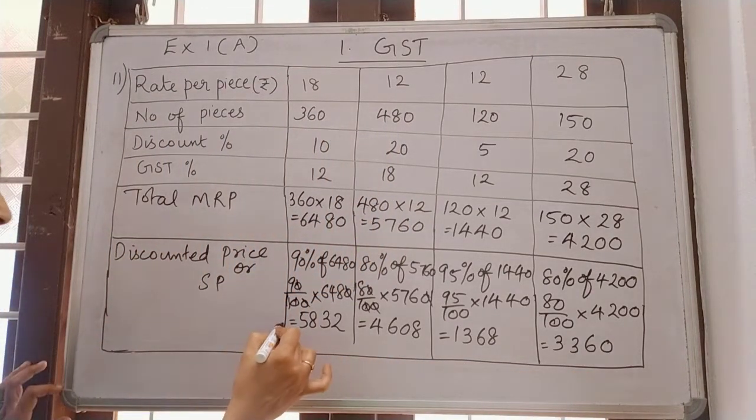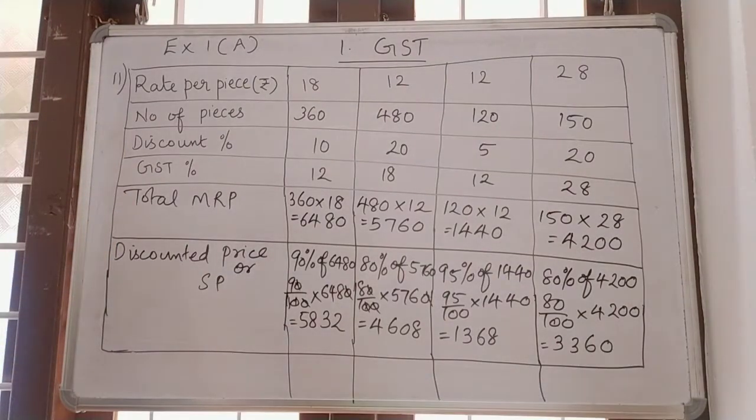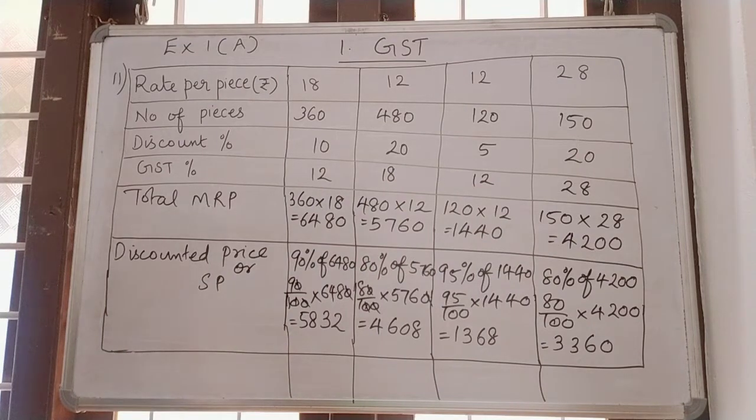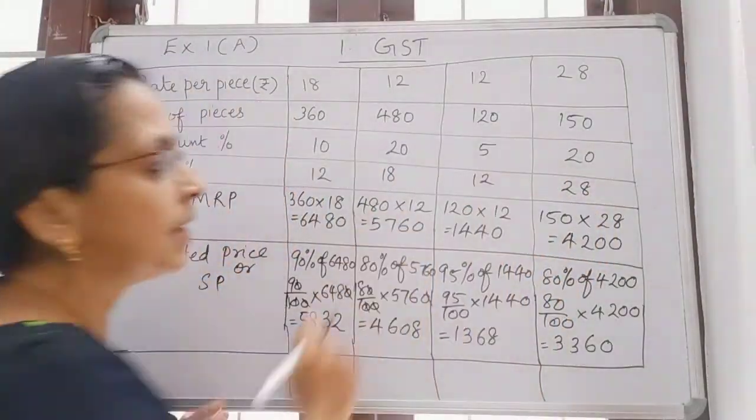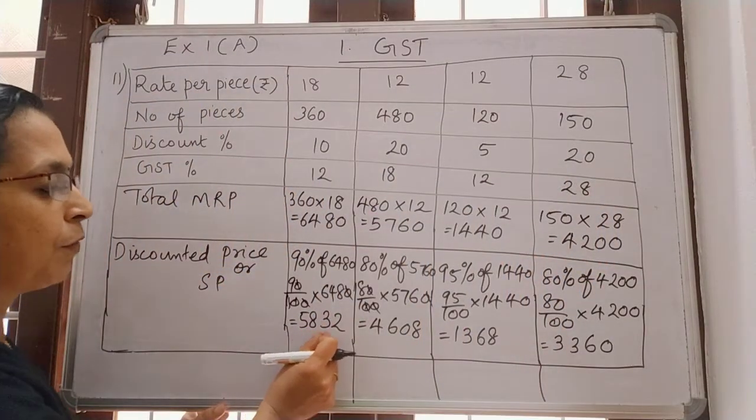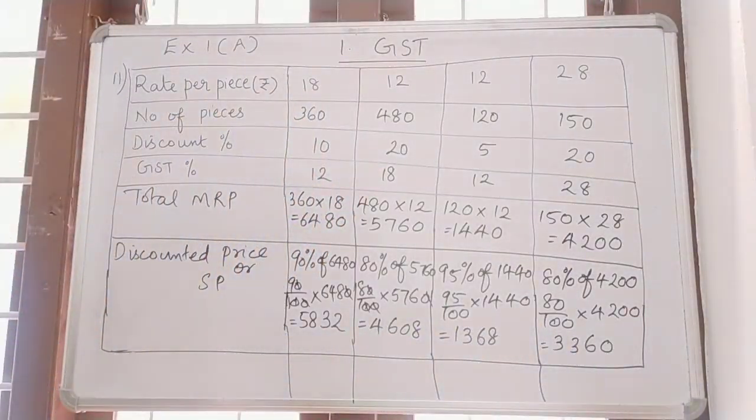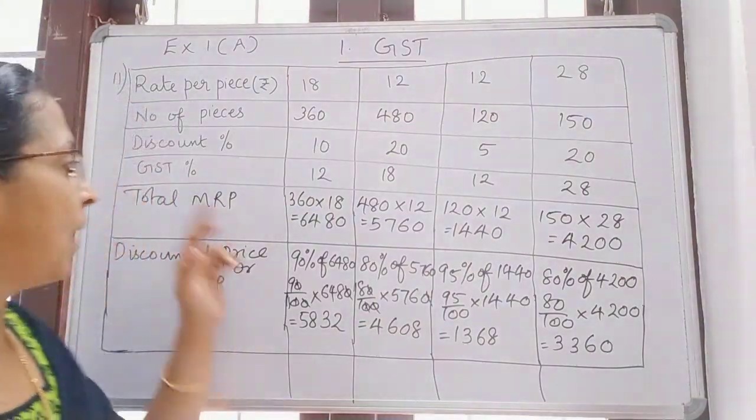Next column, what will it be? What is our question? For the following transactions, find the amount on the bill. GST is given as 12%, 18%, 12% and 28%. The amounts we have are 5832, 4608, 1368, 3360. So we want to find the GST in rupees, how much amount we have to pay.